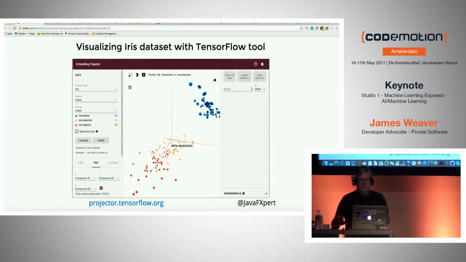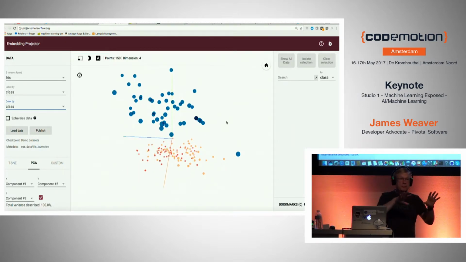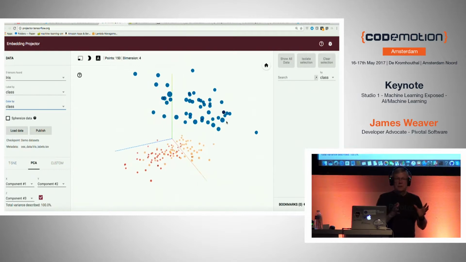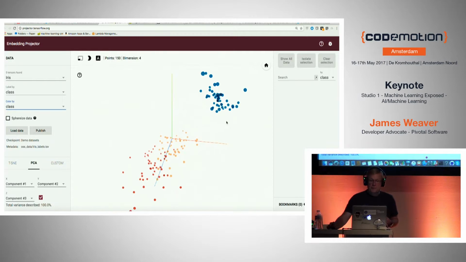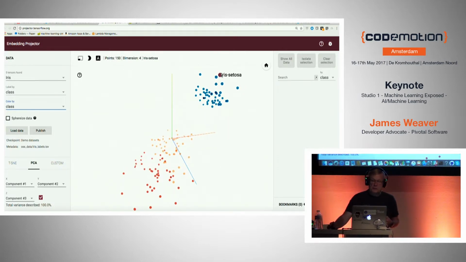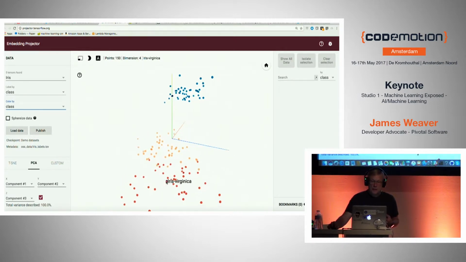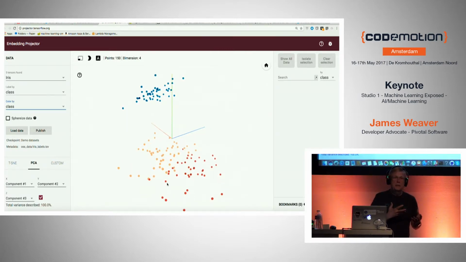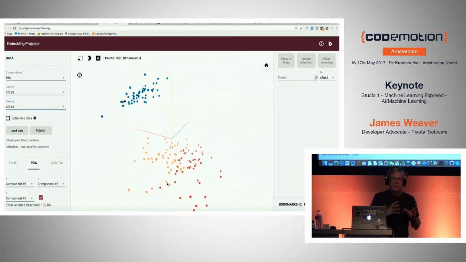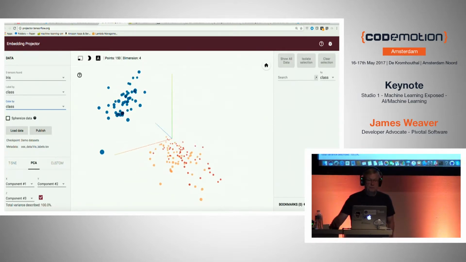It's at projector.tensorflow.org, and I'll go to that link, and we can see these 4 dimensions of features visualized in a kind of pseudo 3 dimensions. And you can see here the different species: Iris setosa, Iris versicolor, and Iris virginica. We can see that they're very clearly and very distinctly separate when we visualize that in 3 dimensions.